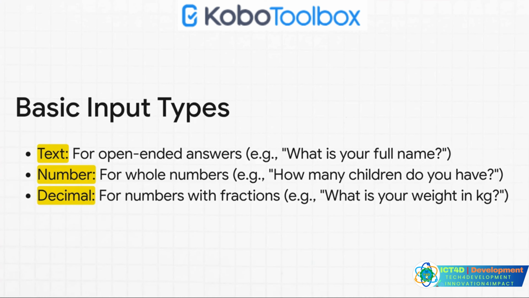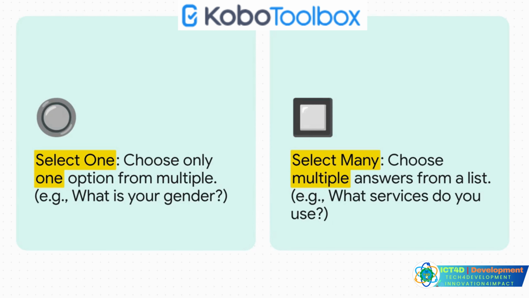Okay, so these are your basic go-tos. You've got text for any kind of open answer, like a name. You've got number for whole numbers, integers, like how many, and then you've got decimal for when you need those fractions, like for weight or height. The real key here is picking the right one from the get-go, because that's what keeps your data clean and easy to analyze later.